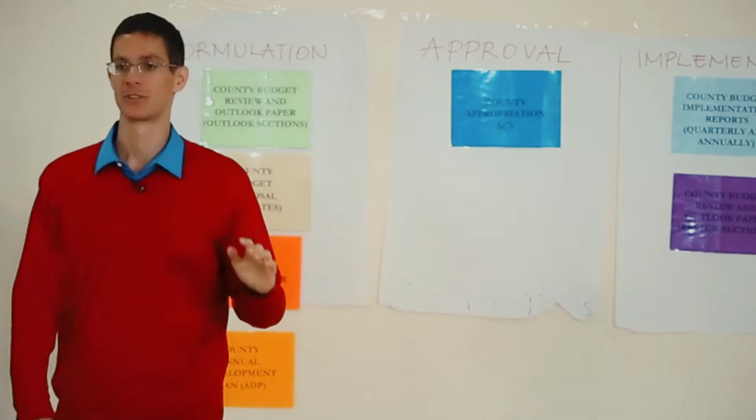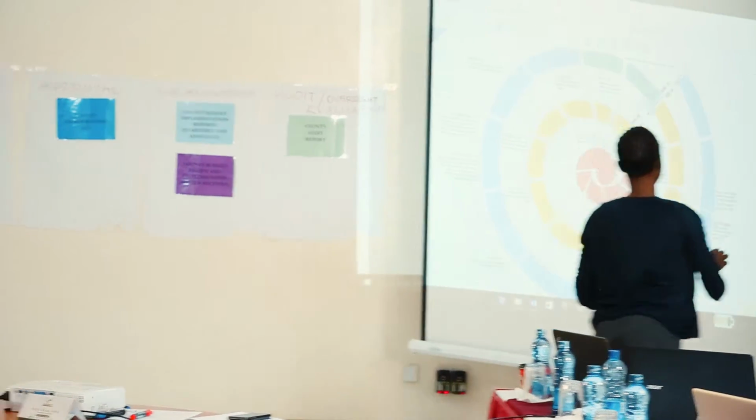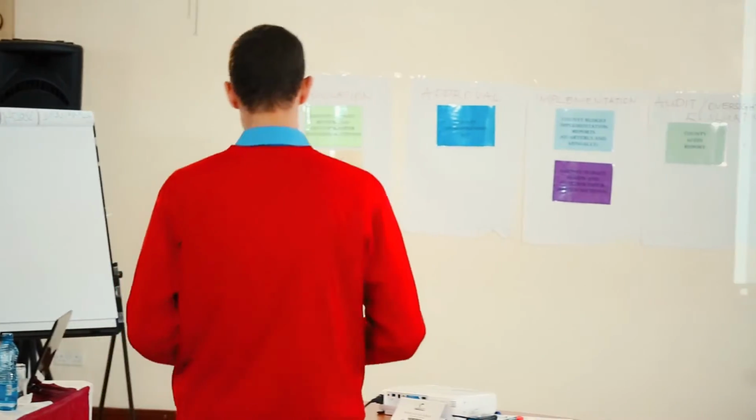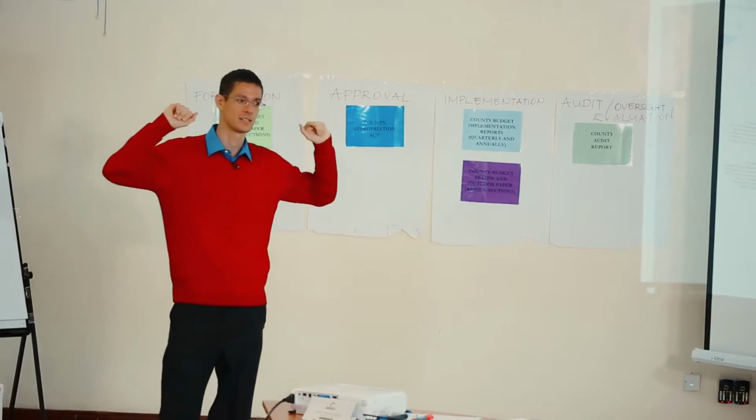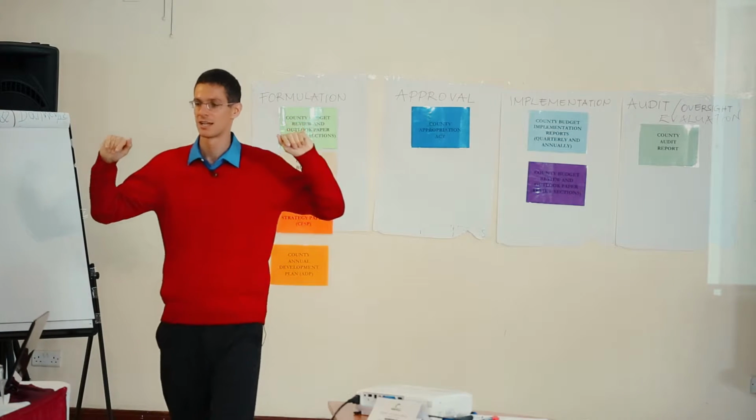Formulation. Thank you, everyone. I want us to now walk through exactly what is happening with each of these documents and when. We begin with what? Yes, Kongin. The budget circular. The budget circular, thank you. When does the budget circular come? 30th August. Okay, and what does the budget circular say?